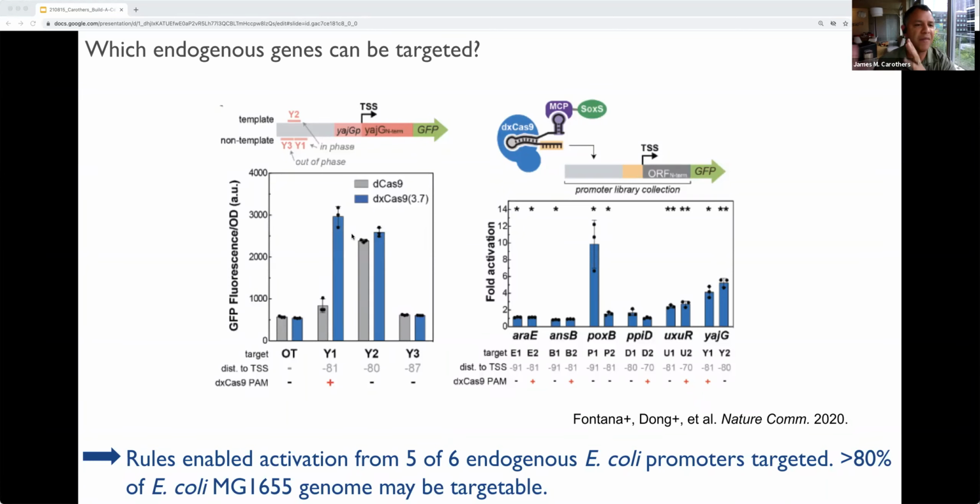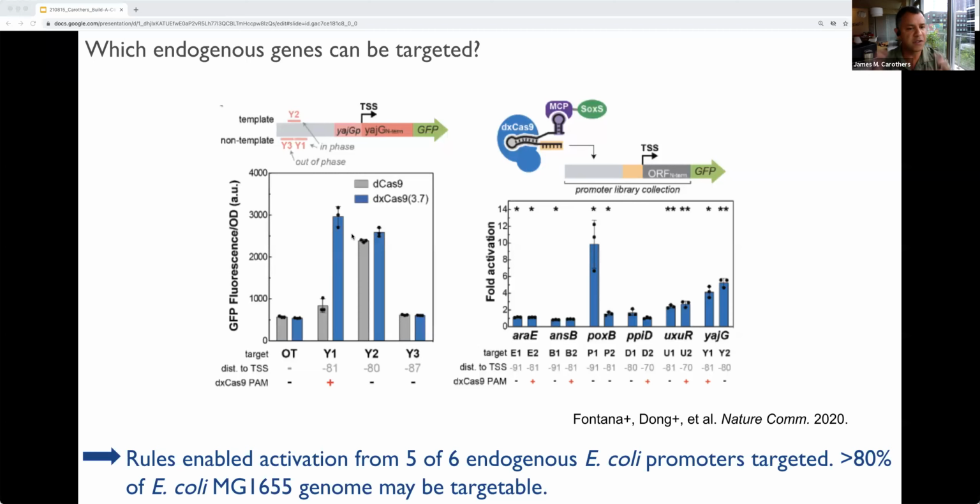And then there's an additional constraint, which isn't much of a constraint, and that is that they have to be regulated by sigma 70 so that they're compatible with SoxS. That's something like 90% of the E. coli genome. So then what we're doing is measuring CRISPR activation from endogenous promoters, and what we found is that our predictive rules enabled activation of 4 of the 6 endogenous E. coli promoters that we targeted.